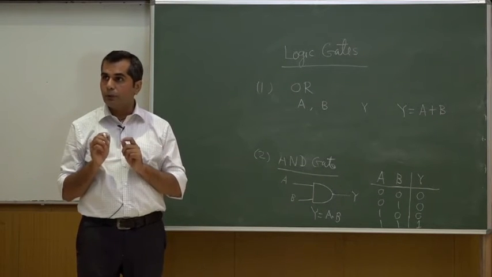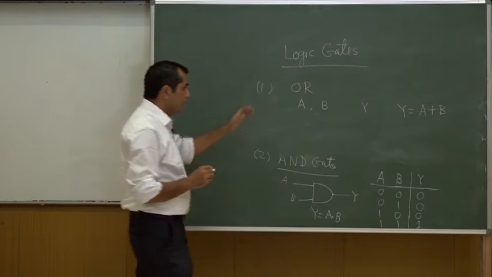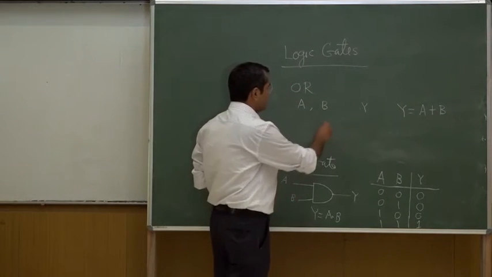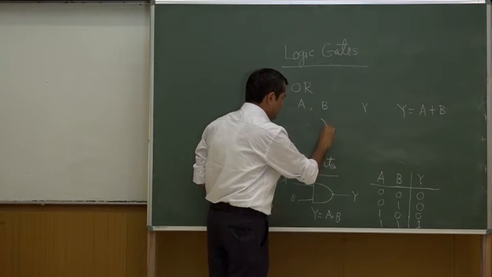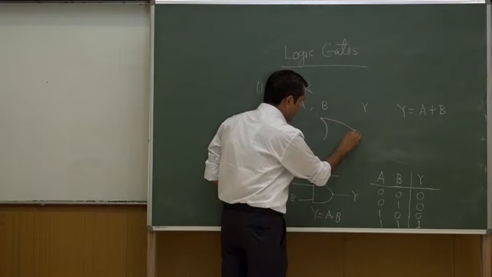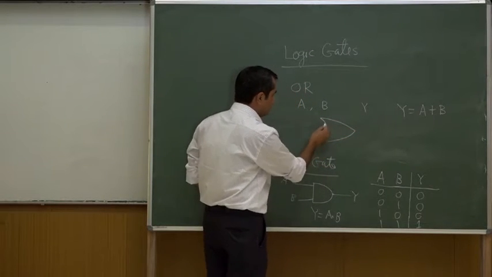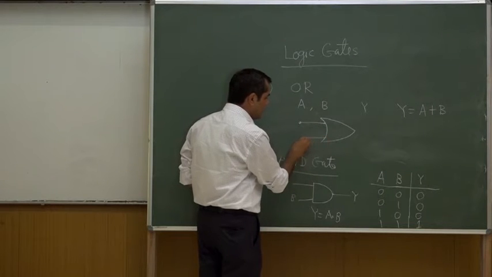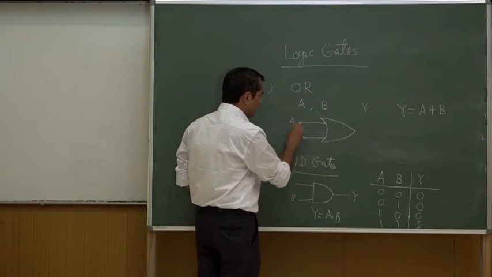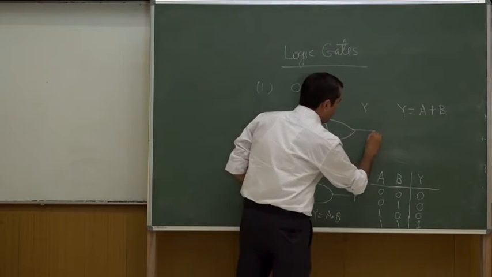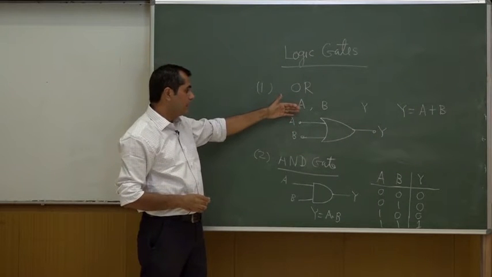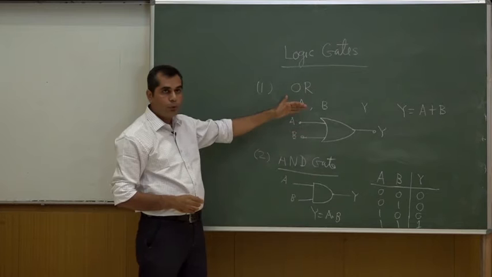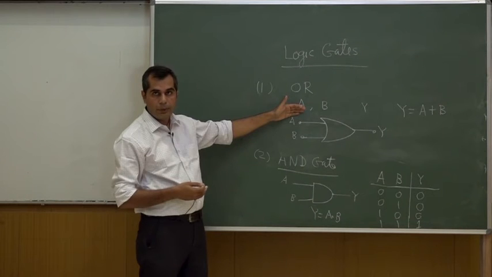It means 1. Okay. And the symbol for this OR gate is like this. Basically, it is a two input OR gate. We can have an even larger number of inputs. The output is Y. So if there are 3 inputs A, B and C, then our output will be Y equals A plus B plus C, and so on depending upon the inputs.